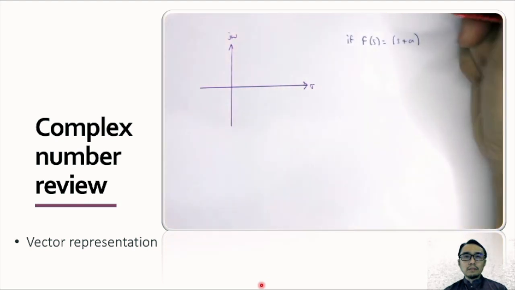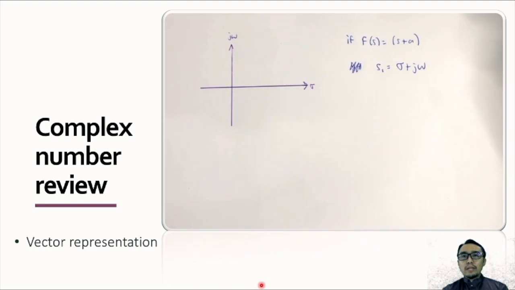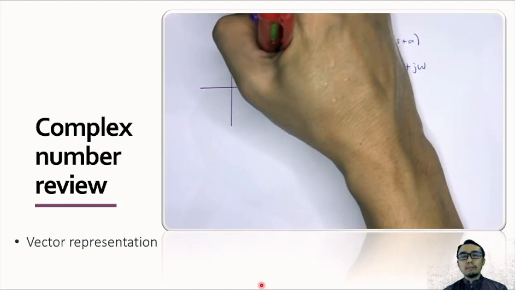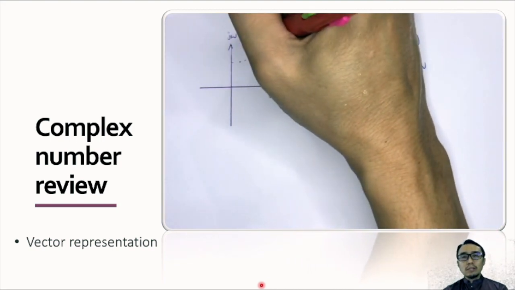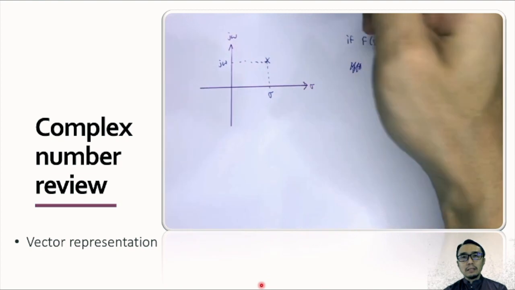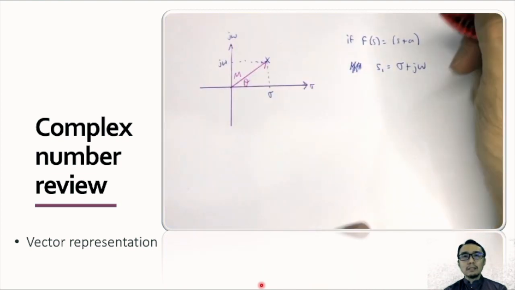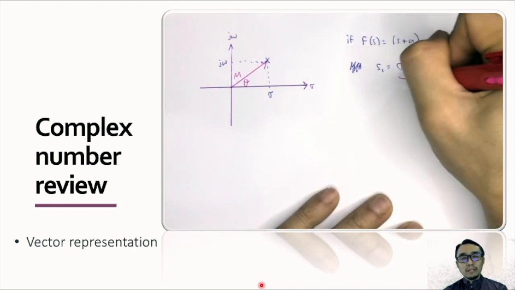Okay, so let's review the vector representation of a complex number. Assume we have a function F(s) equals s plus a, and we have a complex number s1 equals sigma plus j omega. So how do we draw this in the complex plane? We can use the real and imaginary parts, sigma and omega. But that same number can also be represented by the magnitude and phase.